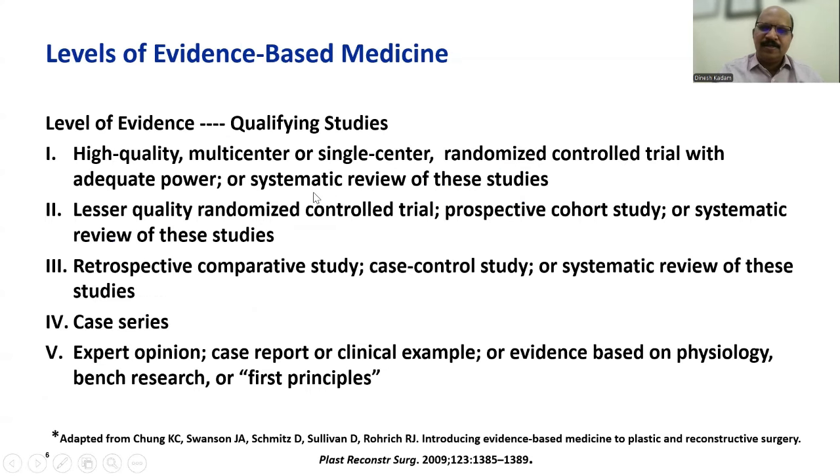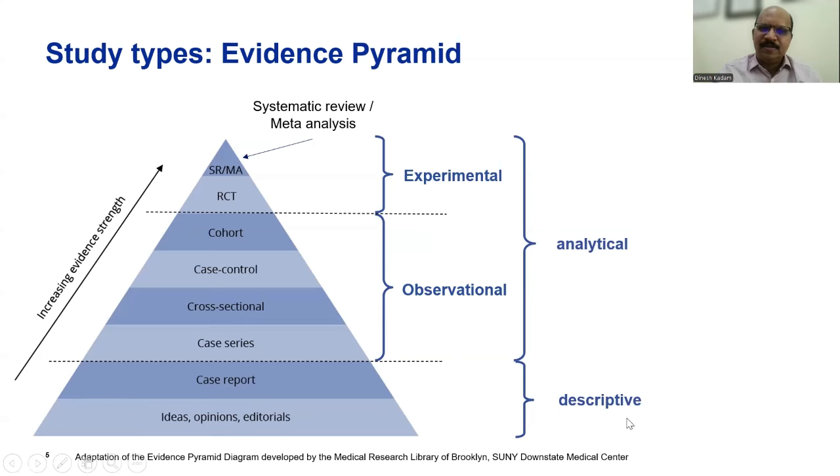So these are analytic studies, and this is descriptive studies where you don't have any control or comparison group. These are experimental studies because they involve intervention. This is observation, which doesn't involve the intervention, but both are analytic because both are comparing two groups. Descriptive, there is no comparison of two groups.